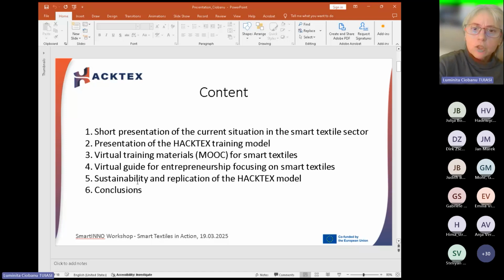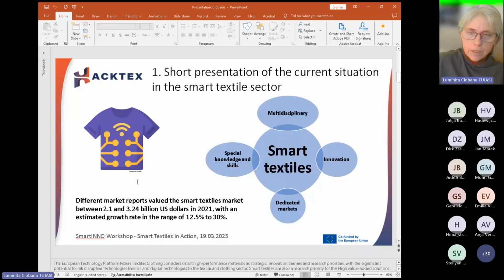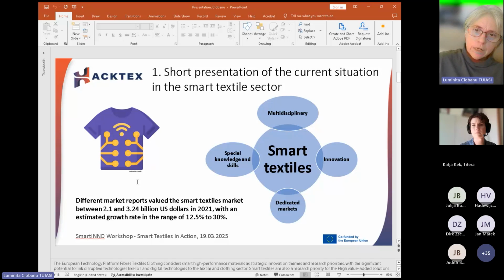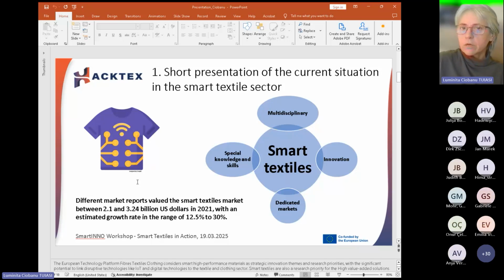And I will start with a short presentation of the sector. It is very difficult to make a presentation of a sector this huge in knowledge in one slide, but I will try to just sketch out some main ideas. The first being that functional textiles, including smart textiles, are about multidisciplinarity. We are bringing together not only textile science, but also chemistry, IT, mechanics, and so on. So this is not an approach that is very simple.